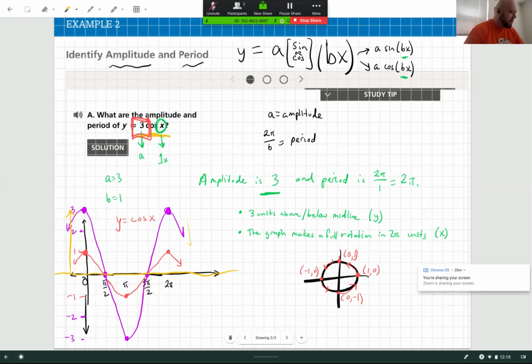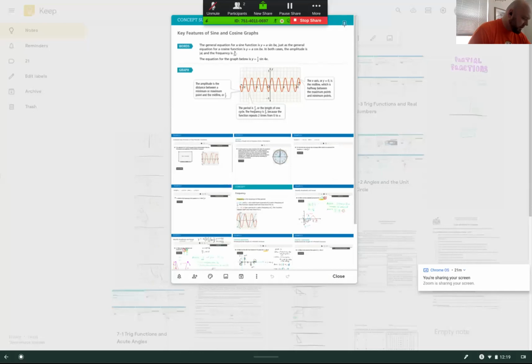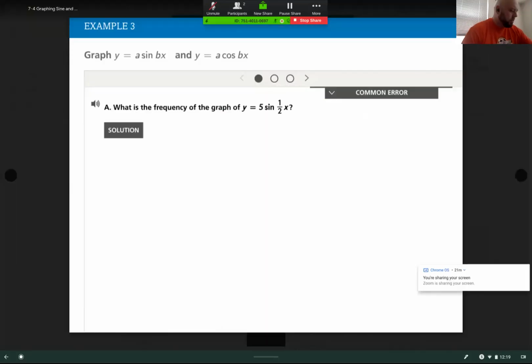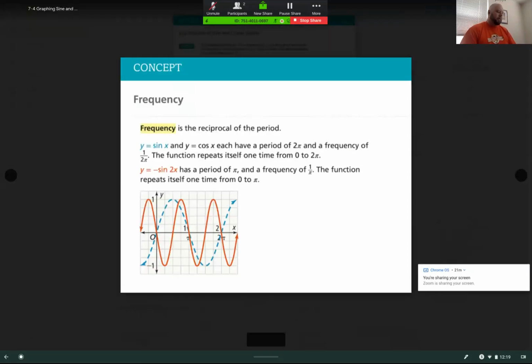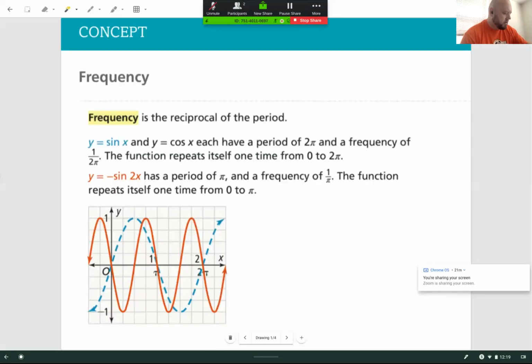So let's now move on to example 3. Ooh, before I get into example 3, there is a concept we have to talk about. Frequency, as a concept, is the reciprocal of the period. So I told you guys before that the period is 2 pi over b. Well, if frequency is the reciprocal of that, frequency is going to be b over 2 pi.